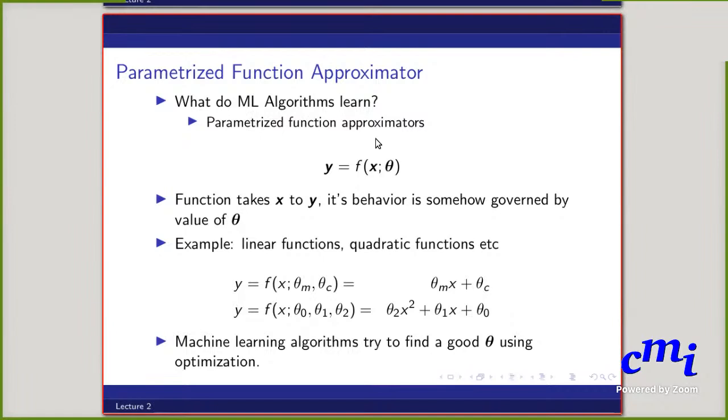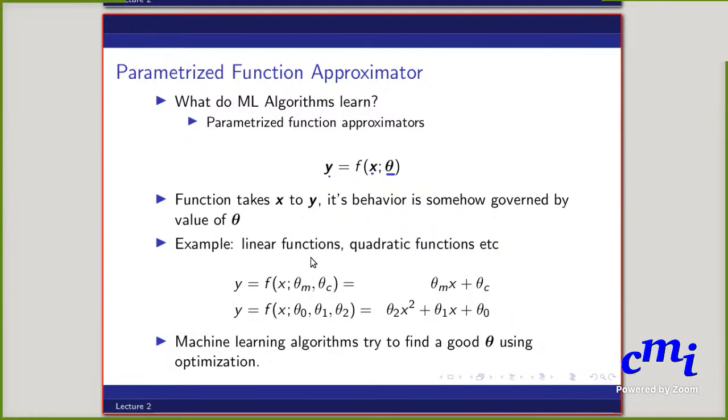So in machine learning algorithms, usually the way people do it is they set up something they call parameterized function approximators, right? So when I'm saying that a machine learning algorithm is going to learn a function, what I'm really saying is it's going to learn one value of the parameters for a parameterized function approximator, right? So what is a parameterized function approximator? It's some function that is going to take x to y, but the behavior of the function is given by a value of some other parameters, which are also just some real values, for example, like theta, right? A very direct example is a linear function, right? So I can say that I have y is equal to f of x given theta m, theta c.